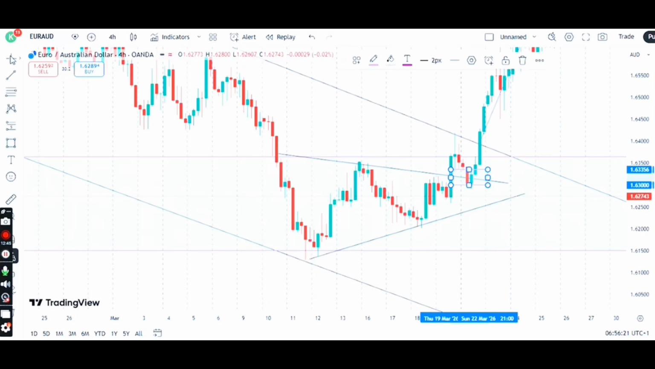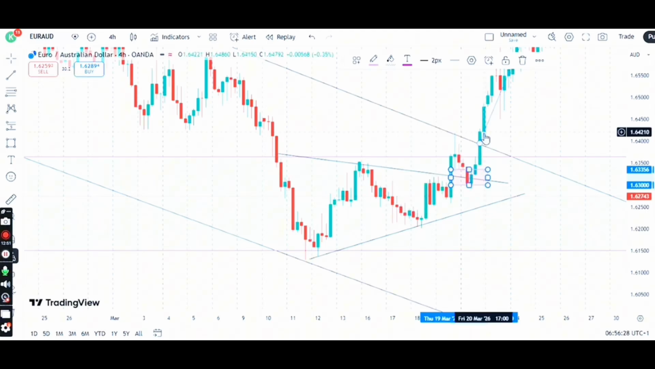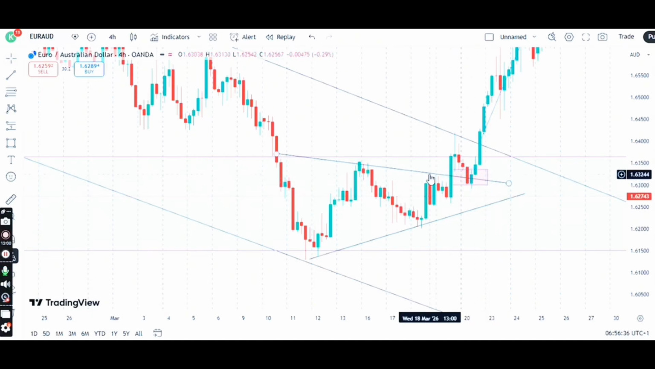Let me change the color so that it will become clearer. Let me change the color to something like this. So there is a small fair value gap here that the market returned to. And that fair value gap is just created above this particular line that created the pattern. So it's a confirmation.